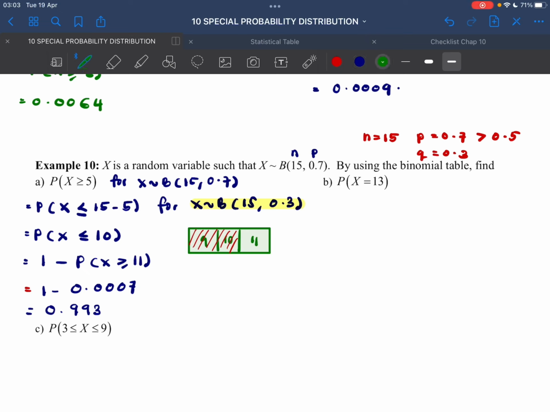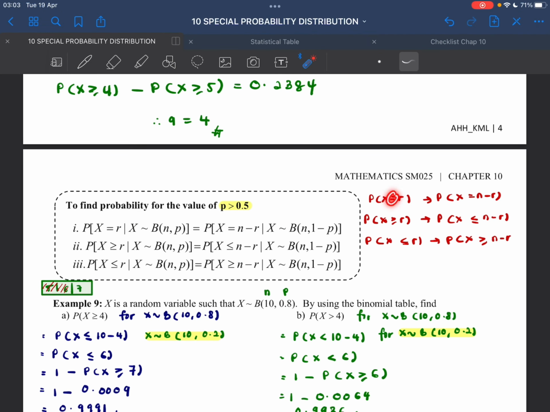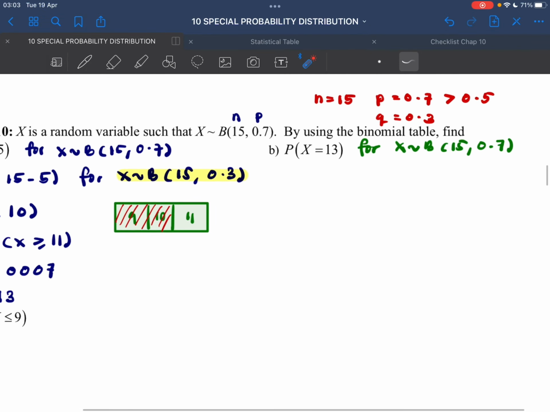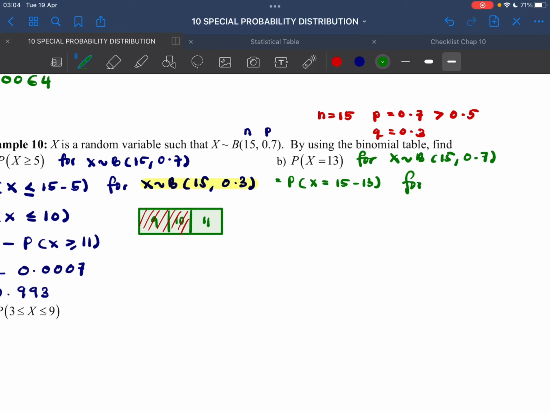Okay, so Px equals to 3. Let's do the original distribution with n equals to 15, your p equals to 0.7. So we have to change. Okay, so equals. Kalau equals macam mana nak tukar tadi? Okay, equal akan tetap equals lah. Okay, but you still have to change to n minus r. So kat sini akan jadi Px equals to 15 minus 13. Okay, for the new distribution kita, for X binomial 15 0.3. So kat sini kita ada Px equals to 2.